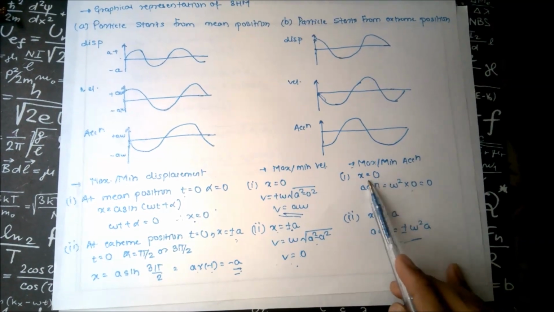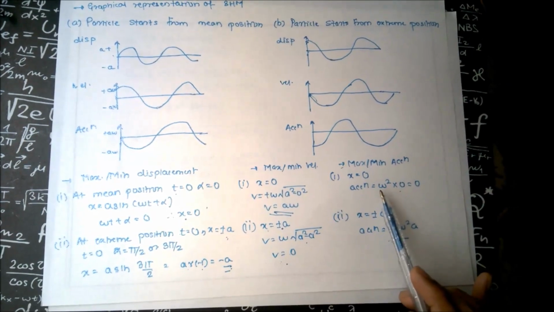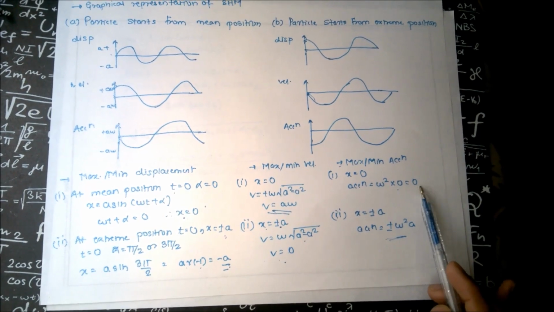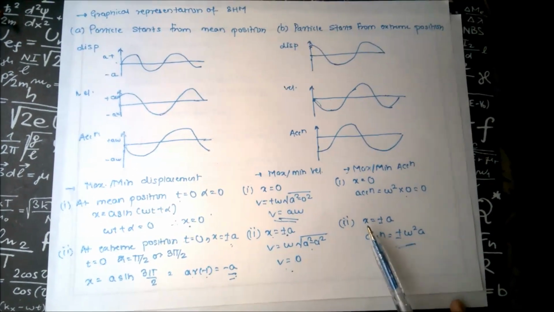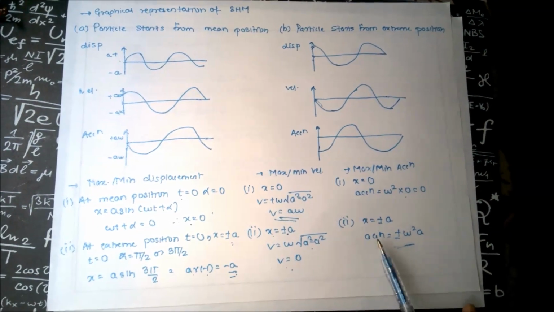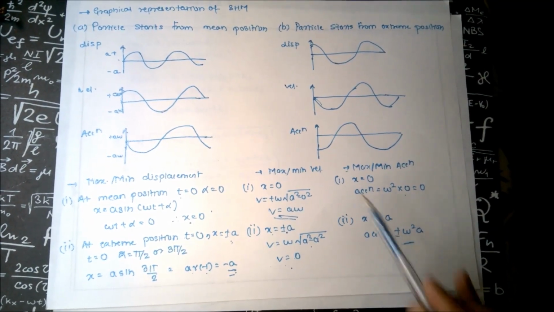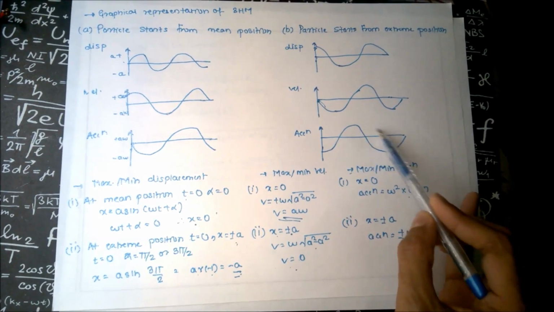Again, for the acceleration, we have x equals 0. Acceleration becomes minus omega square times 0, that becomes equal to 0. So acceleration is 0 when the particle starts from the mean position. Next, acceleration will be maximum when x equals plus or minus a. So acceleration will be maximum when the particle starts from the extreme position.